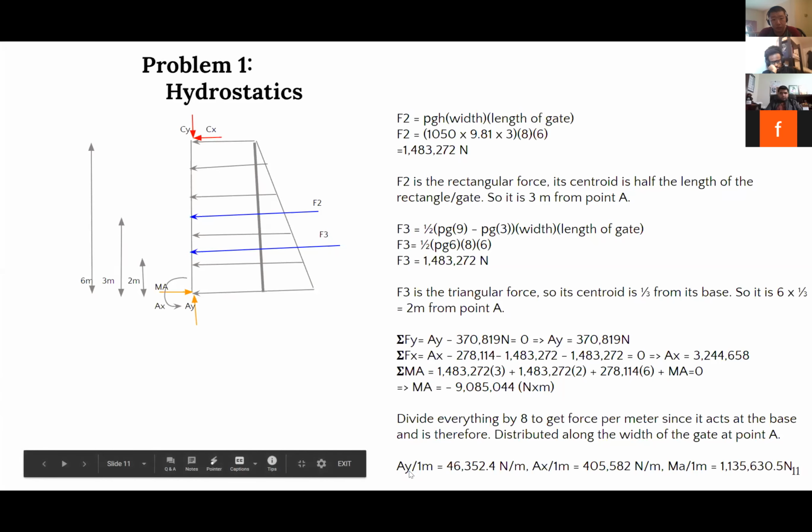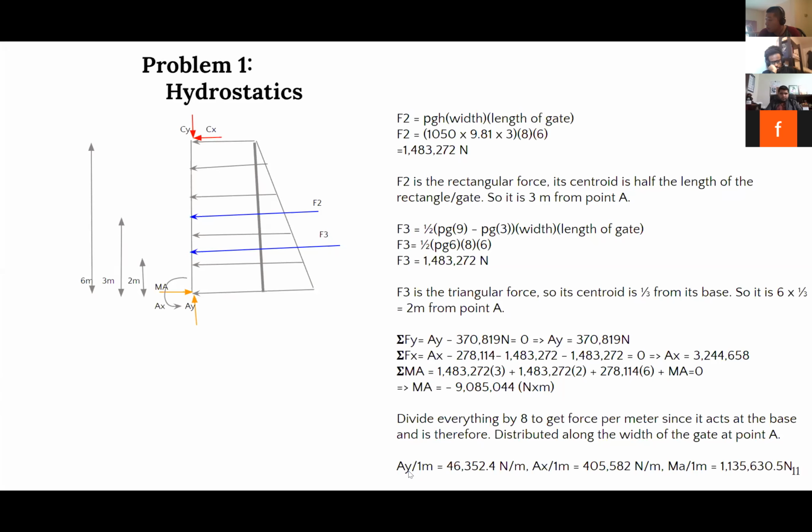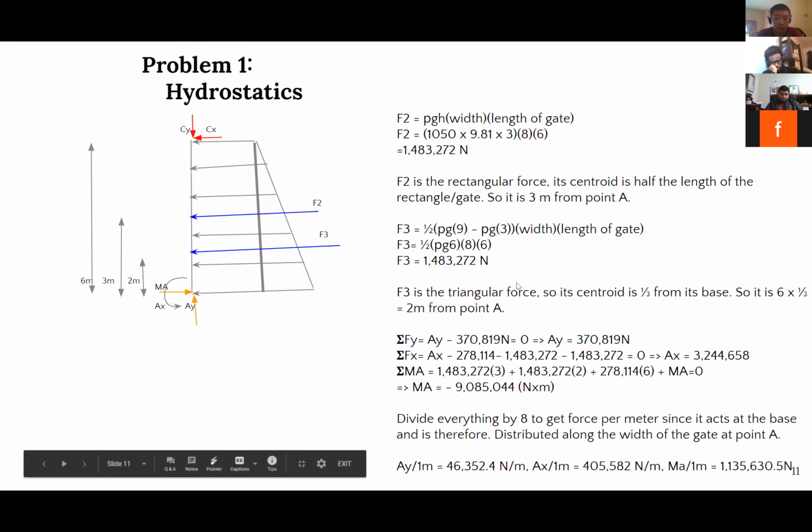At the bottom, you can see that AY per 1 meter is 46,352.4 newtons per meter. AX per meter is 405,582 newtons per meter. And MA is 1,135,630.5 newtons, because the meters cancel. No, meter squared. Sorry, I forgot to put newton per meter squared there. But yeah, these are your final answers for the questions.